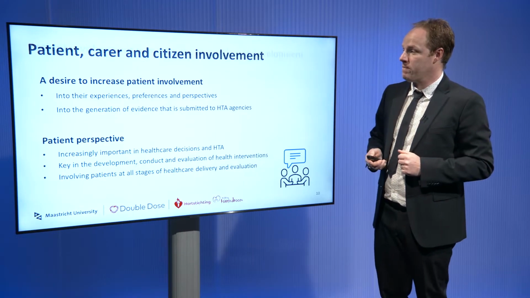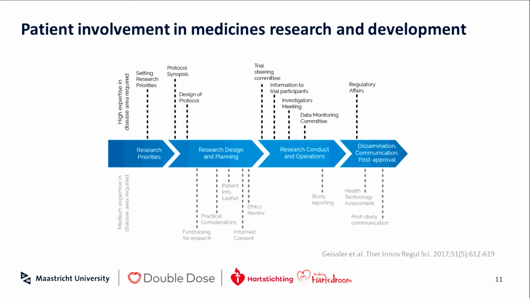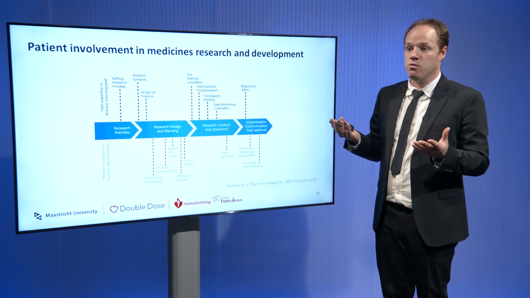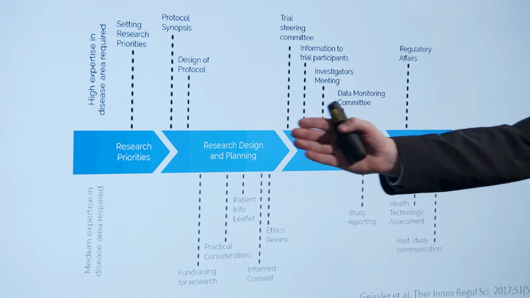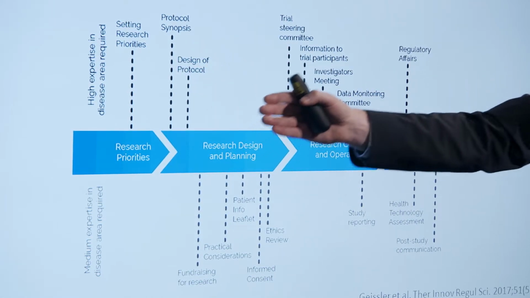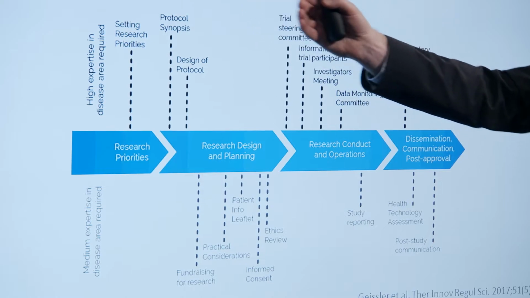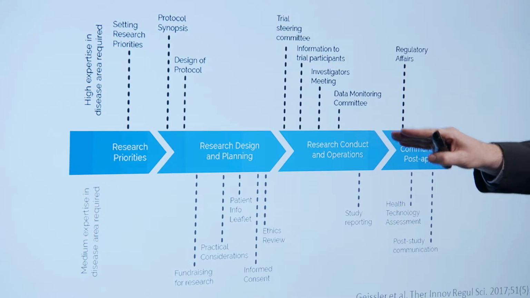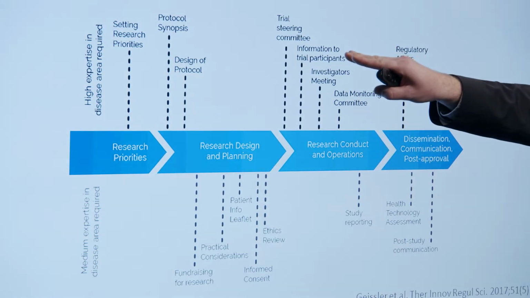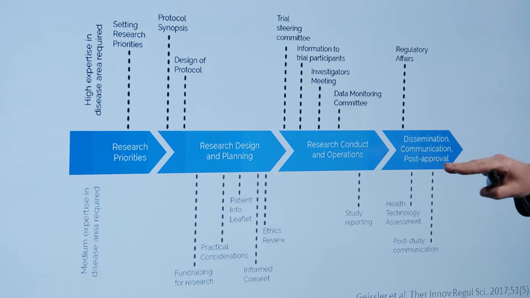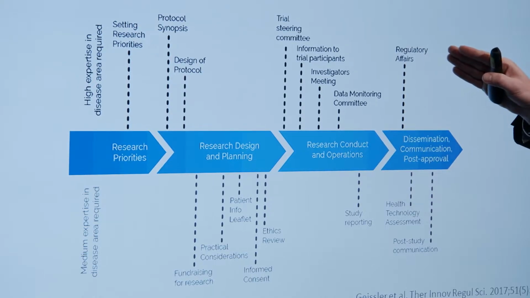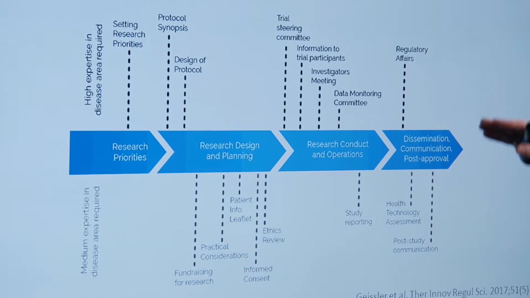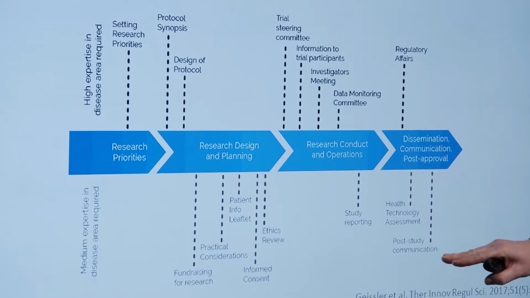health technology. On this slide, you see some applications where a patient could be involved in medicine research and development. For example, from setting research priorities to the design of a protocol or the protocol synopsis, that's more in the research design and planning phase, but also in the research conduct and operation, to help prepare information for the trial participants, also for the data monitoring committee, but also for dissemination, communication, and post-approval. For example, patients also have a role in regulatory affairs, but also in health technology assessment or in post-study communication.